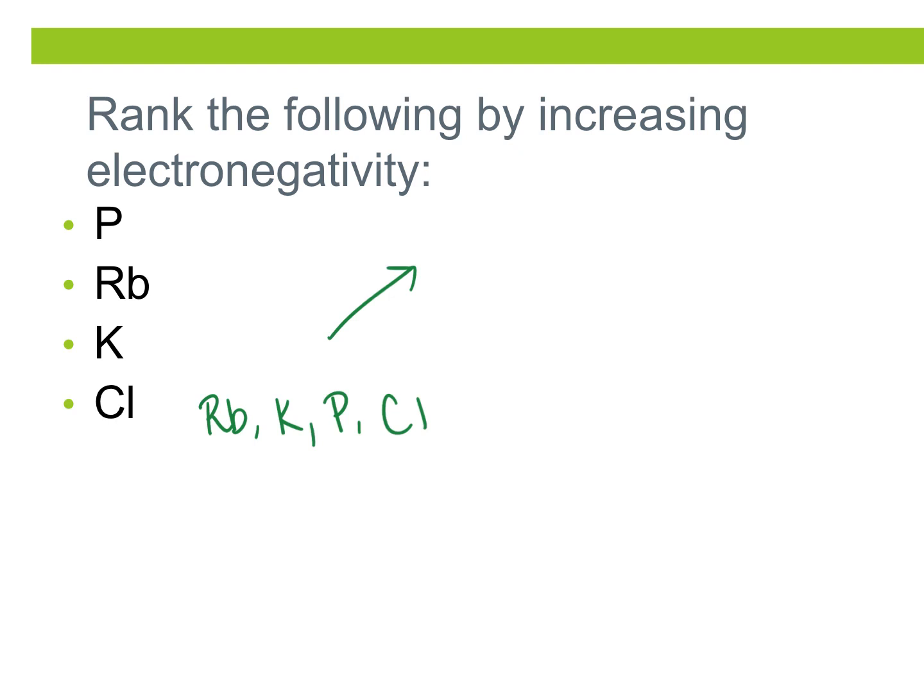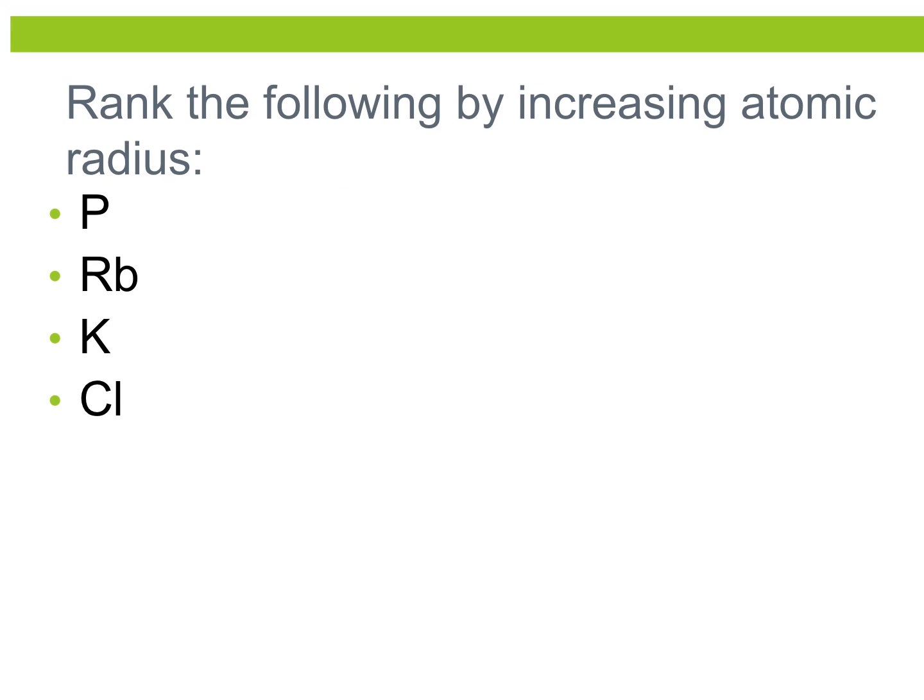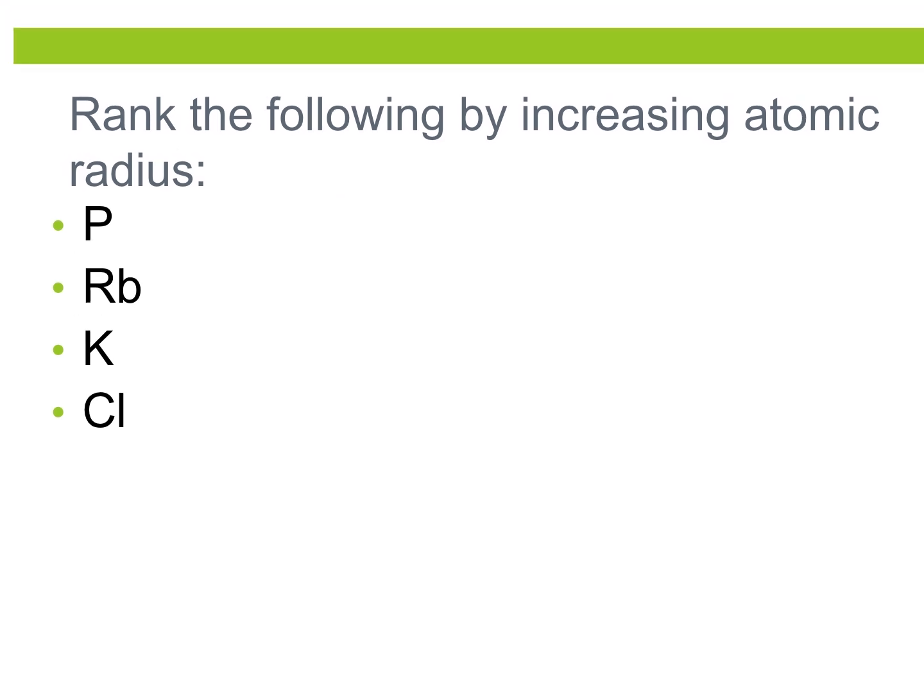Good. Okay, one more. Last one is atomic radius. So show me with your hand what's the trend for atomic radius. Okay, it's the opposite, right? So down and to the left. Everything is just the opposite. So of those 4 elements, which one's closest to the top right now? Okay, so then it's chlorine, then what? Phosphorus, then potassium, and rubidium.